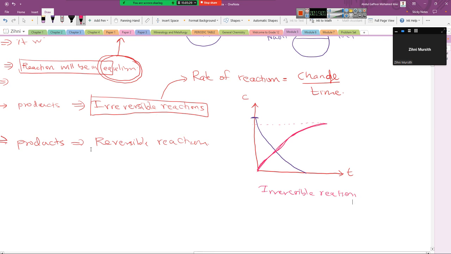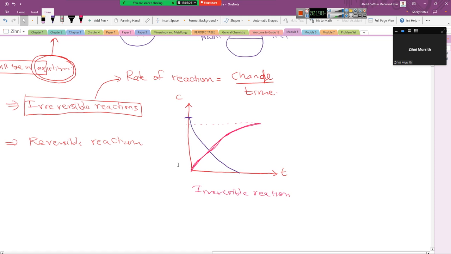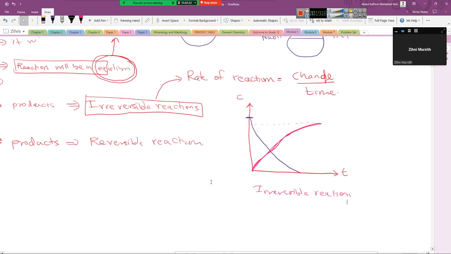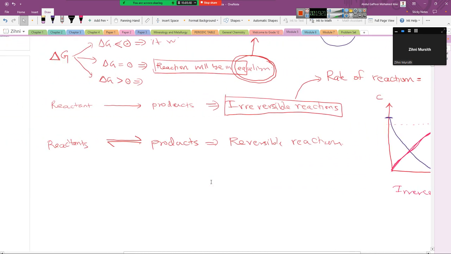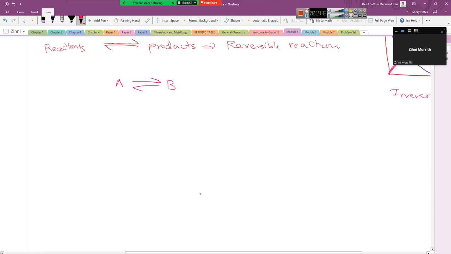Can you understand this? Okay. So now we will be plotting two types of graph. One is the concentration-time graph and the other one is the rate-time graph. Now here I am going to take a different equation, but that is a reversible reaction. Now again, let's say A and B are in equilibrium.